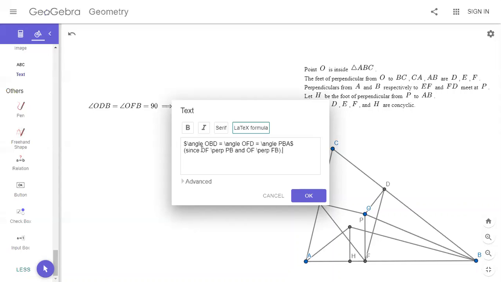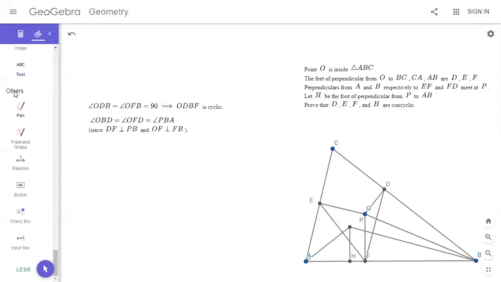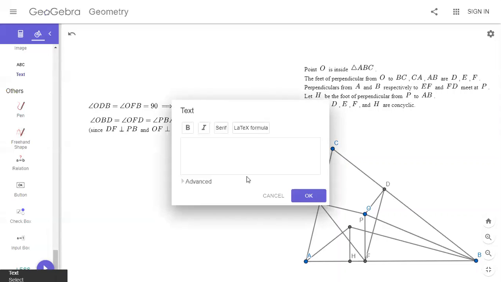All right. So, and then we can use the same argument. So then we have angle OAE is equal to angle PAB. And so that means that O and P are isogonal conjugates.